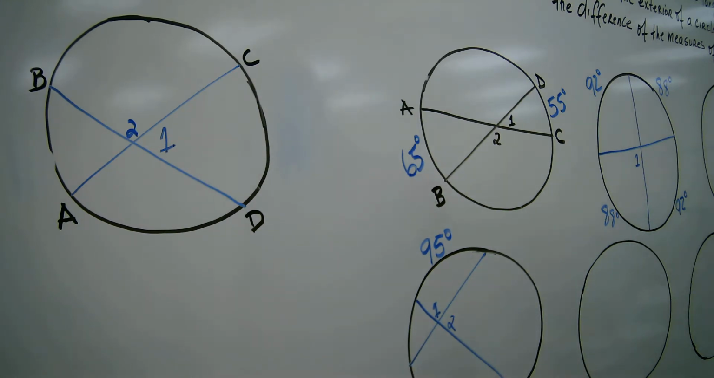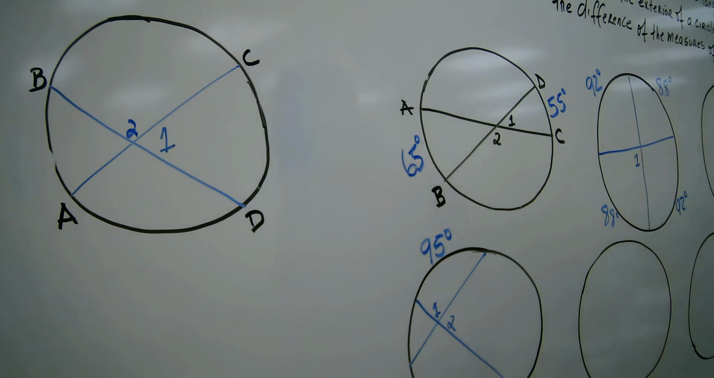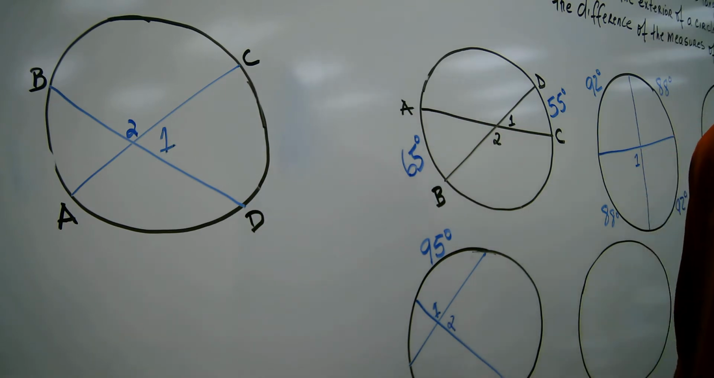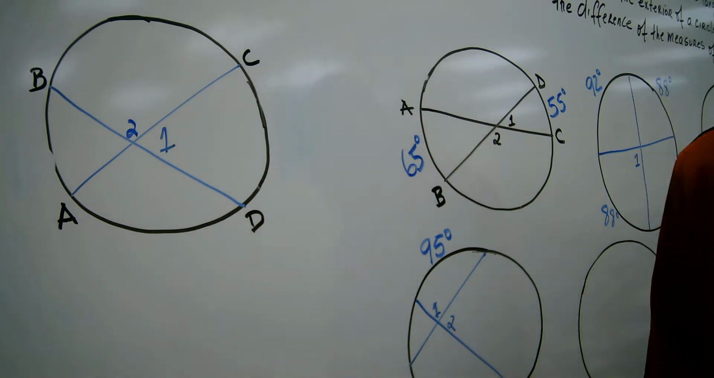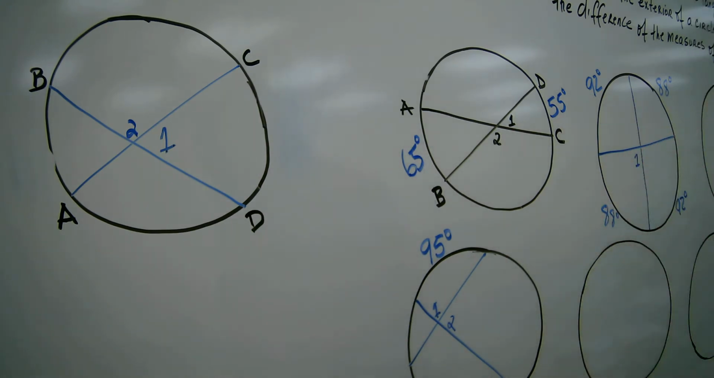Today we're going to look at properties of circle where you have two chords that intersect inside of a circle. And remember that when two lines intersect a circle, there are three places where they can intersect: either on the circle, in the circle, or outside of the circle. So those are the three scenarios.